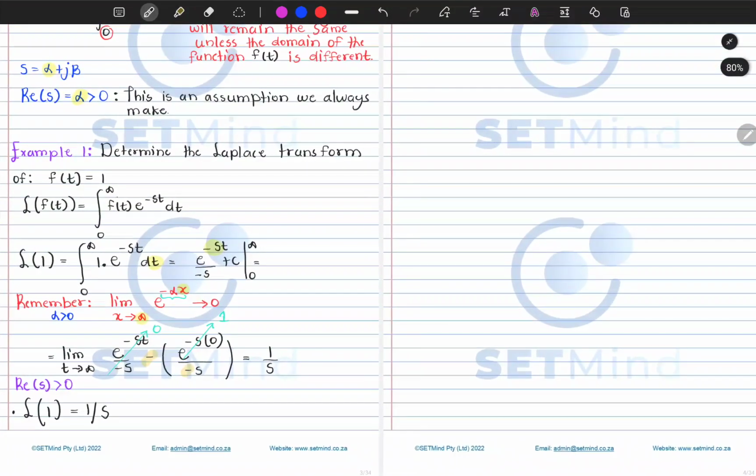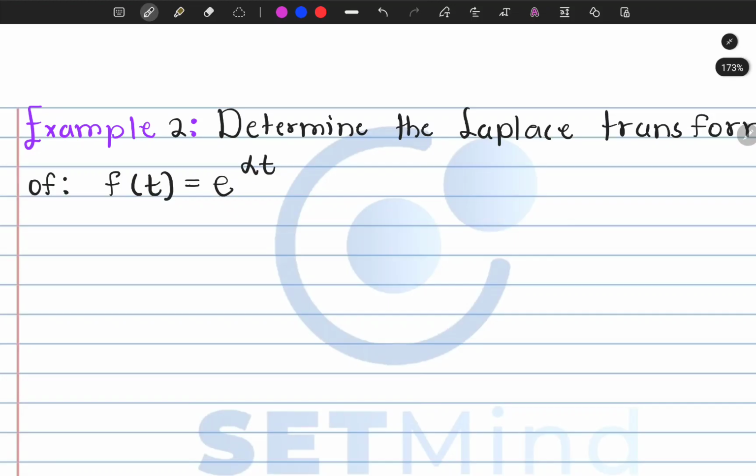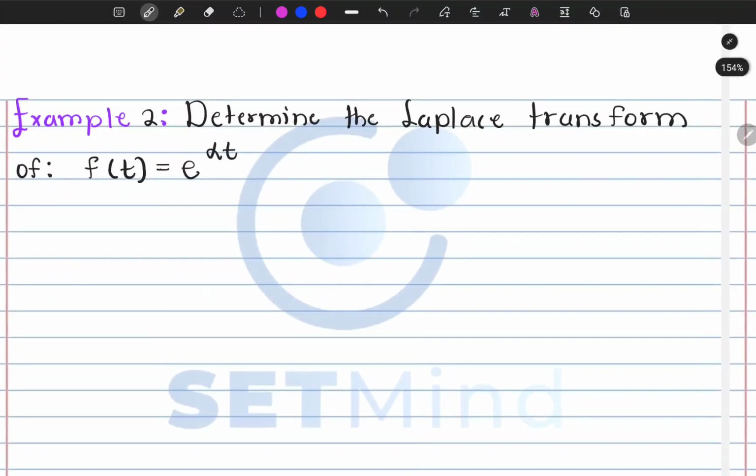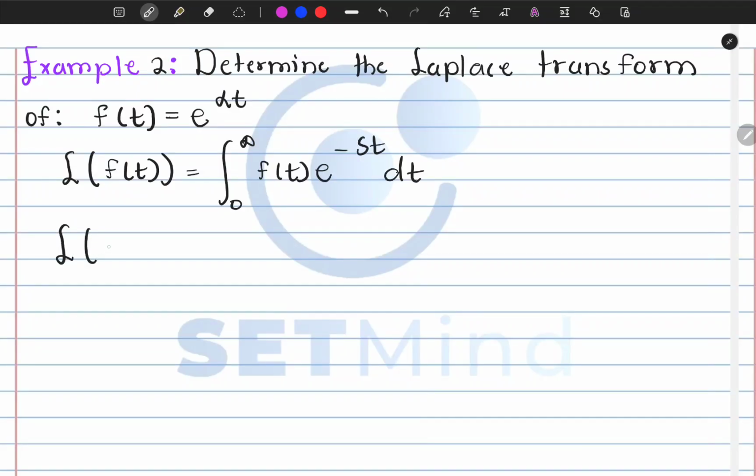So let's go to the next example. We will call it example number 2. So welcome once again. Let's have a look at example number 2, where we are required to determine the Laplace transform of f of t equals e to the power of alpha t. So let's go ahead. What we know is that by definition, the Laplace transform of f of t will always be equal to the integral from 0 to infinity of f of t multiplied by e to the power of negative st dt. So let's go ahead and start doing our Laplace transform.